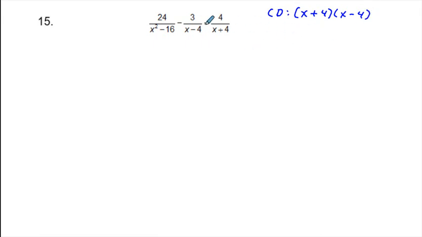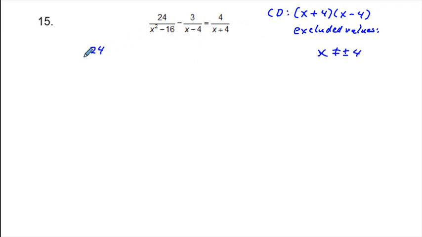And our excluded values are going to be x cannot equal plus or minus 4. So if we see plus or minus 4 as a solution, we're going to know that that's not a real solution. So let's go ahead and rewrite this expression here.